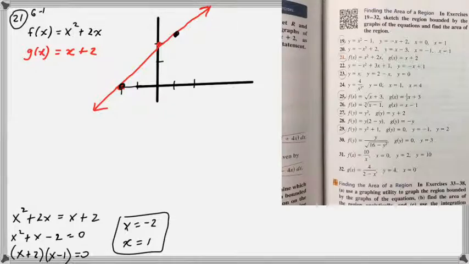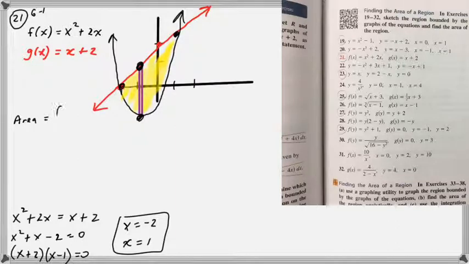And this thing is a parabola opening how? Upward. Please identify the region enclosed. You also need to draw a sample rectangle in that region. That rectangle will help you identify what curve is on top and what curve is on bottom. Area, you integrate the top curve minus the bottom curve.